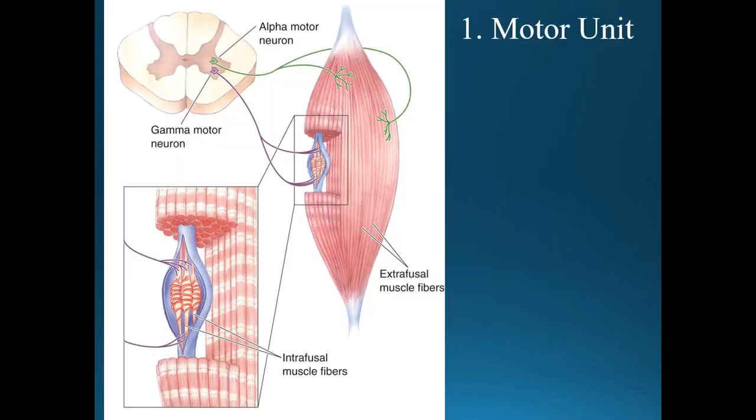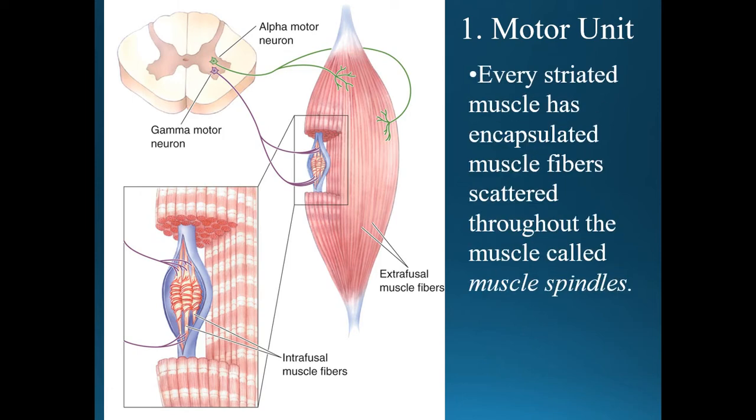As in the figure, the motor units have multiple functions and multiple components. In the motor units, every striated muscle has encapsulated muscle fibers scattered throughout the muscle, called muscle spindles. The muscle spindles have 2 types of fibers, extrafusal and intrafusal fibers, as shown in the figure.